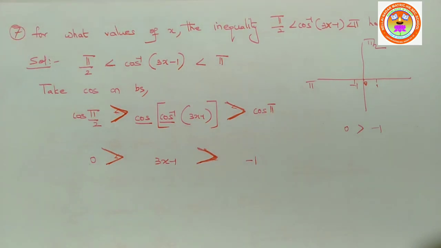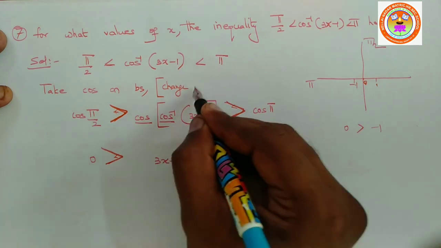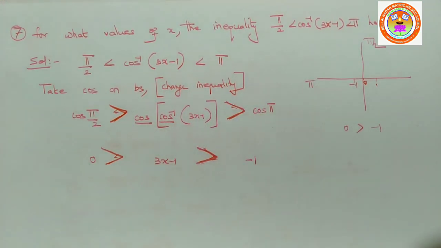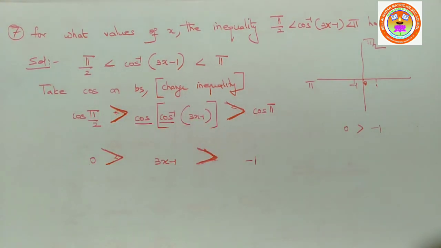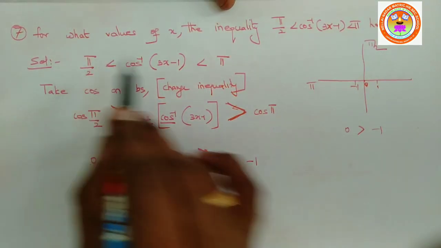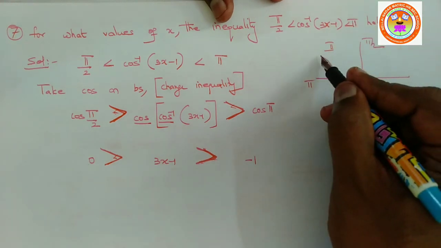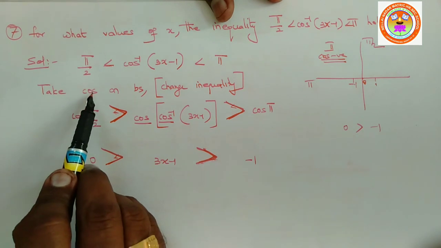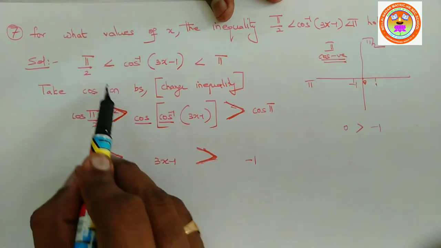Can you understand? Take cos on both sides, change the inequality also. Most of the students will not change, so the sum will be wrong. After taking cos, change the inequality also. This is the main problem. Why, sir? I can tell you the reason. Pi by 2 and pi are in the second quadrant. In the second quadrant, cos is negative. Once I take a cos, negative arises.